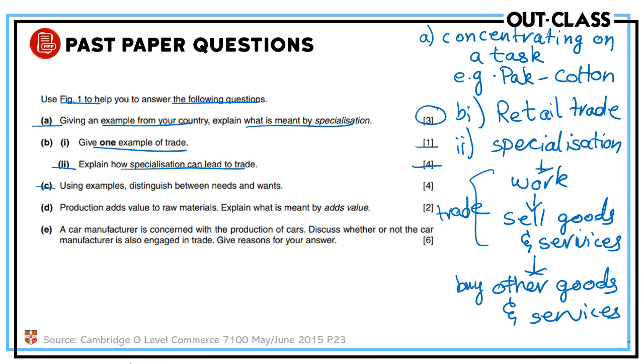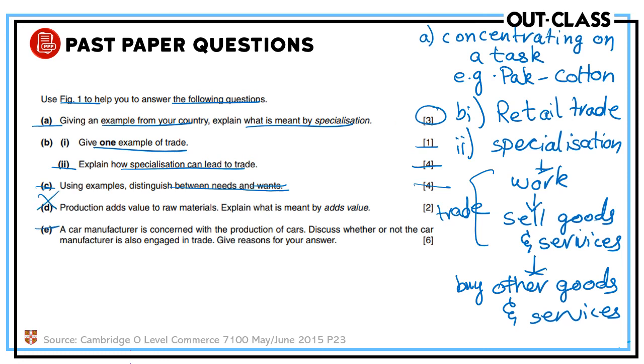C, using examples, distinguish between needs and wants. This is for 4 marks. So generally needs you're going to write are those which people need to survive, that are essential for living, like food, water, heating, shelter, while wants are those that make life more pleasurable, and there are desires of people. This can be an iPhone or any material good you can write, or maybe holidays or entertainment. Then D, we will not be doing.